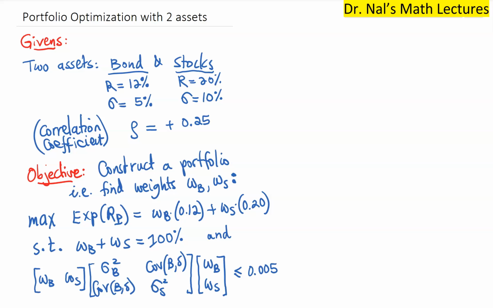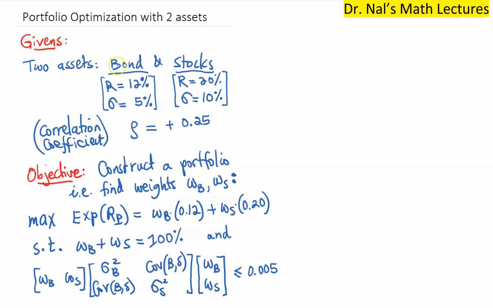Hello everybody. Now we will be going over the portfolio optimization problem with two assets, and I generically called these two assets bonds and stocks. What we will do next is, we are given, let me just go ahead and highlight it, that the annual return for bonds is 12%, and it has a standard deviation of 5%. And the annual return for stocks is 20%, and it comes with a standard deviation of 10%.